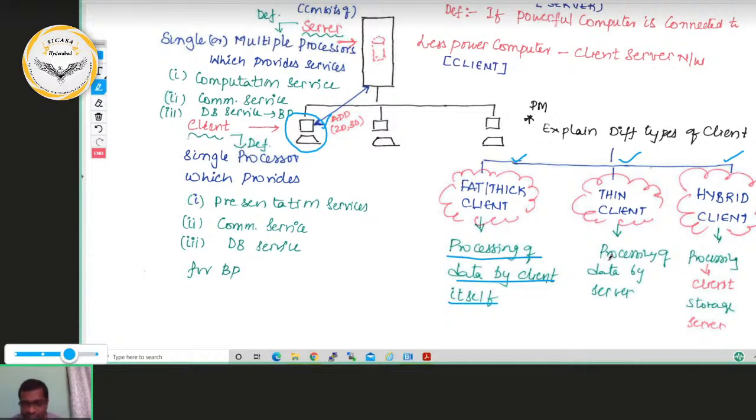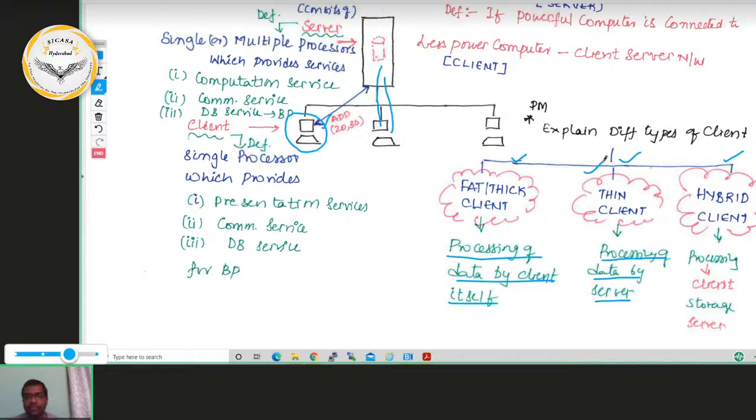What do you mean by thin client? A thin client is nothing but if the processing of data is done by the server. That means the client sends add 20 and 30, the server processes or executes that instruction and sends the result 50 to the user. So who processed that instruction? The server processed the instruction. That type of client is called a thin client. So what do you mean by thin client?